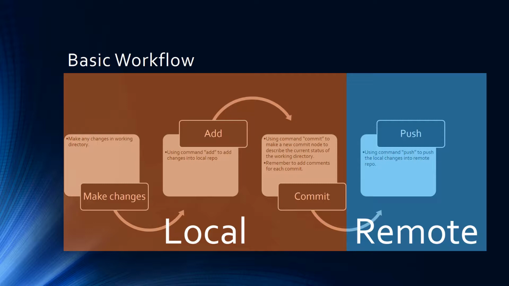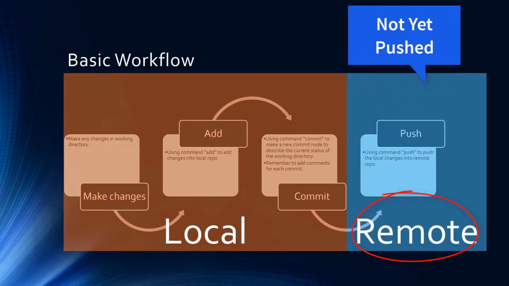First, make any changes in your working directory. Second, using git add command to add the changes into the local repository. Third, using commit command to create a version and save the commit object into your local repository. Fourth, you can repeat the steps in your local repository. Remember, all the changes you made happen in your local repository. The changes are not yet pushed into the remote repository.